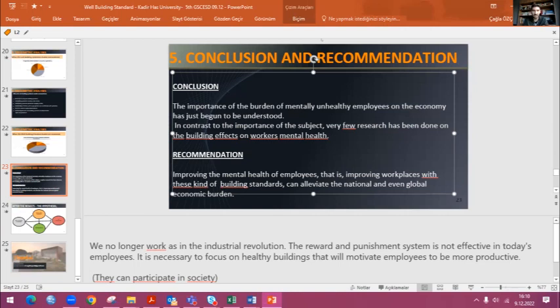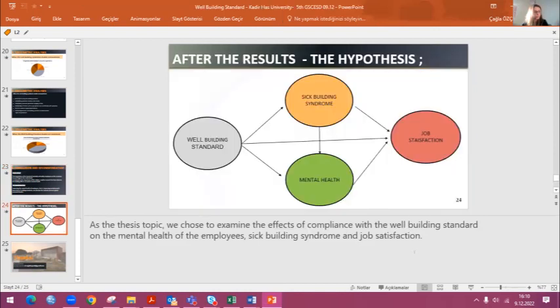The second suggestion concerns the 24th slide of yours. Can you come to the 24th slide, please, Çağla? No, this is the 23rd. Okay, this one. According to this slide, you seem to have a confidence that the WELL Building Standard increases the number of papers on sick building syndrome, mental health and job satisfaction.